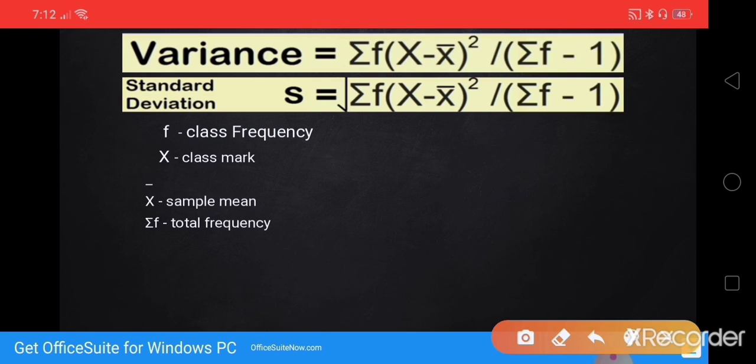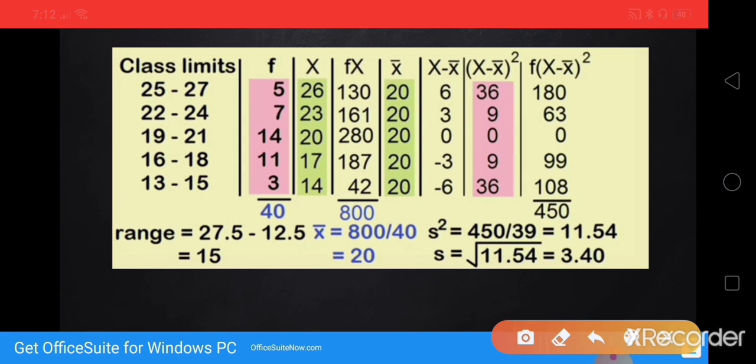This is the formula for variance and standard deviation. For f, it is the class frequency. For x, it is the class mark. For x bar, it is the sample mean. And for summation of f, it is the total frequency. This is the table for finding the variance and standard deviation.